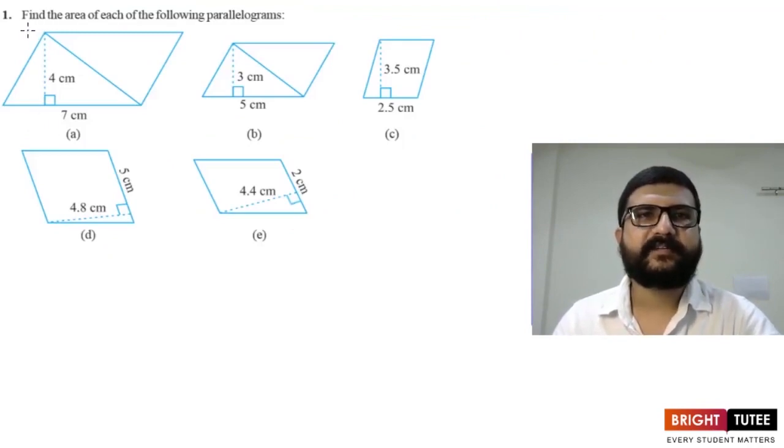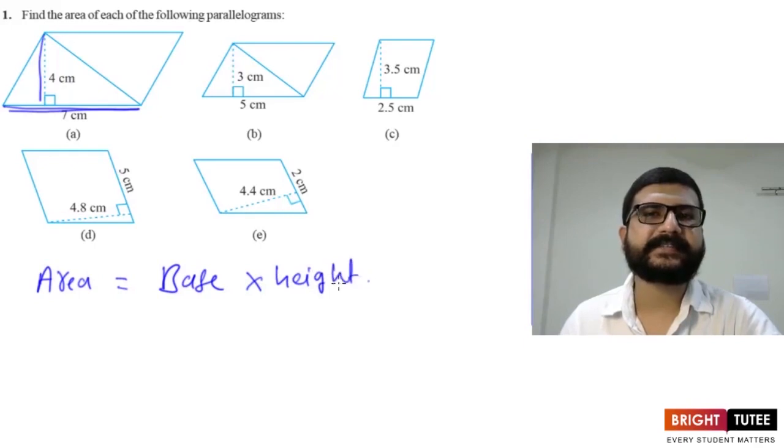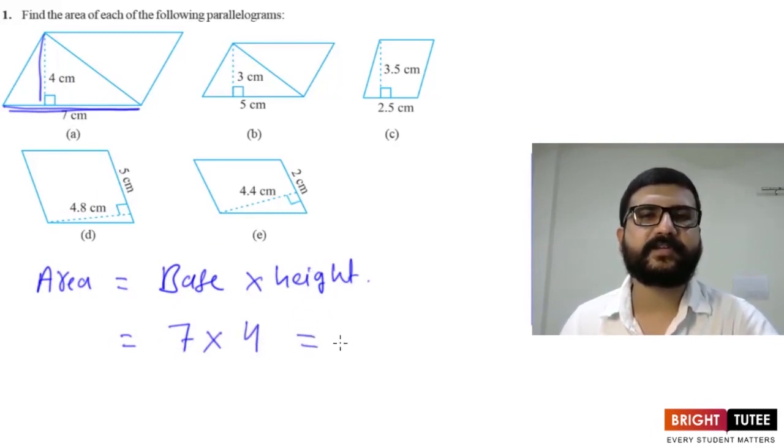The first question is, find the area of each of the following parallelograms. So here a few parallelograms are given to us, and we have to find their areas. Let's consider the first parallelogram. Here if we consider this side as the base, then what will be the height? The height will be this 4 centimeters. So the area of this parallelogram will be equal to base into height. The base is 7 centimeters, so it will be 7 into the height, which is 4 centimeters. By simplifying, 7 into 4 is equal to 28 square centimeters.